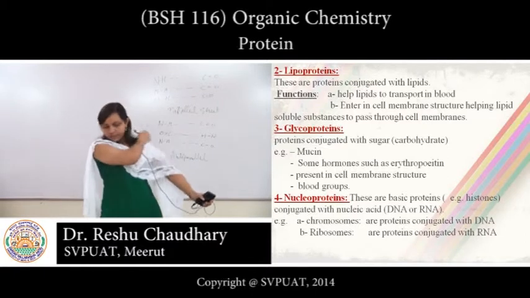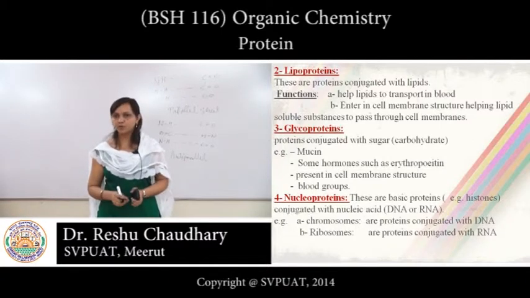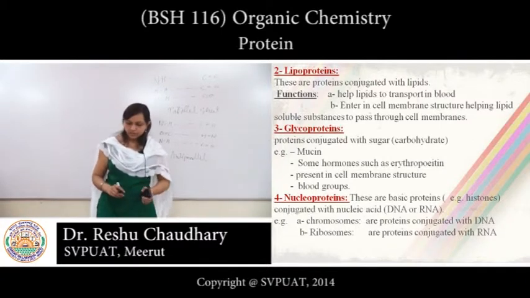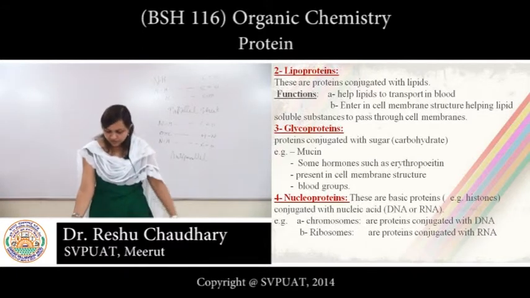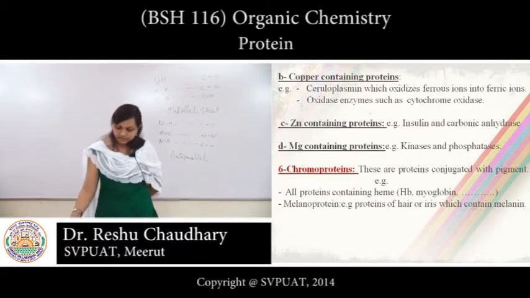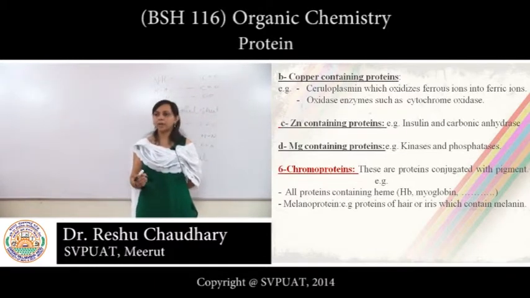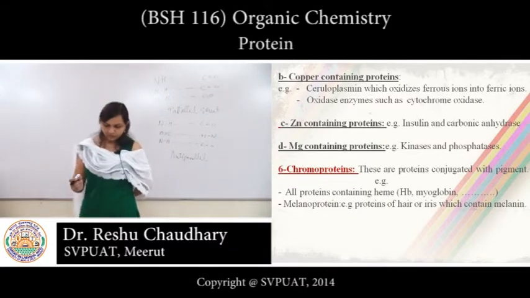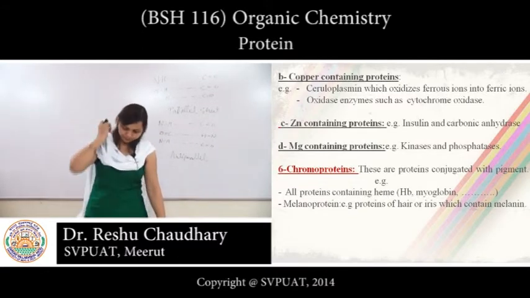And next one is nucleoprotein. As the name indicates, they contain nucleic acid as the prosthetic group in their structure. For example, nuclein in dead pus cells. Next one is chromoproteins. These are characterized by colored pigments. For example, chlorophyll. They contain pigments as a prosthetic group.